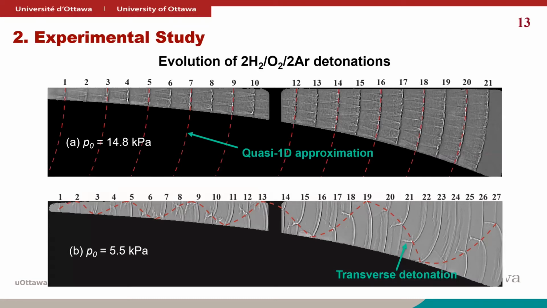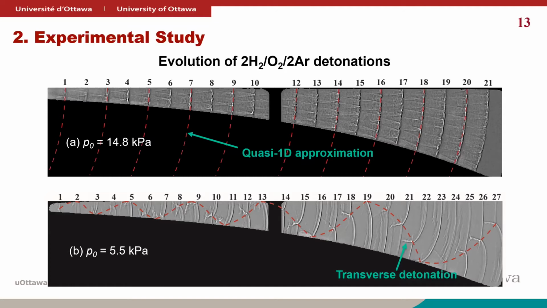When the initial pressure is relatively high, as shown in figure A, the detonations propagate in quasi-steady conditions with a constant mean front curvature, as can be seen from the very good agreement between the experimentally obtained detonation front and the quasi-1D approximation, as denoted by the red dashed lines.